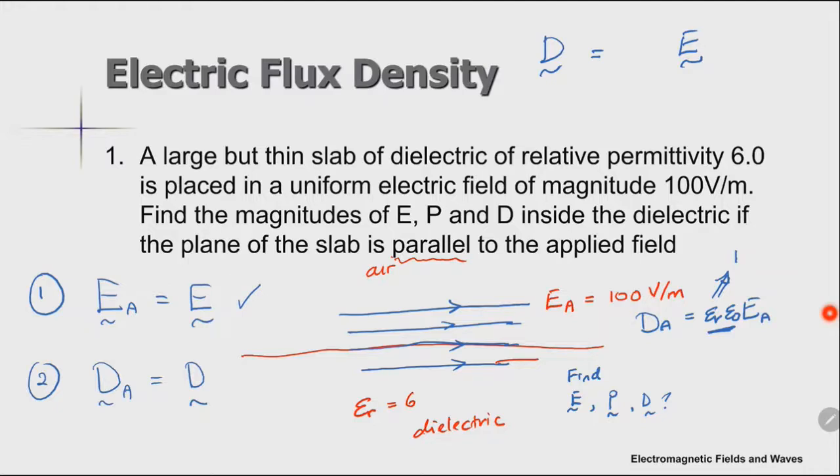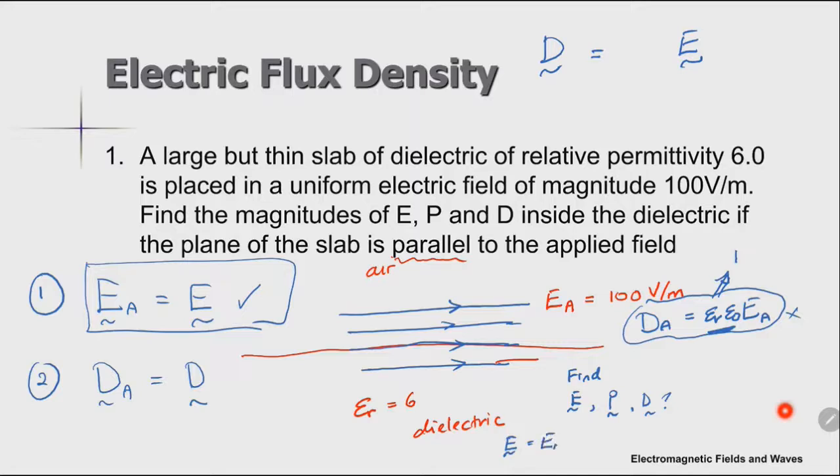But we don't really need this actually, because we already said that EA is equals to E. So we already find E is equals to EA is equals to 100 volts per meter. Okay, so based on this relationship, D equals to epsilon R epsilon naught E, we can find what is D.